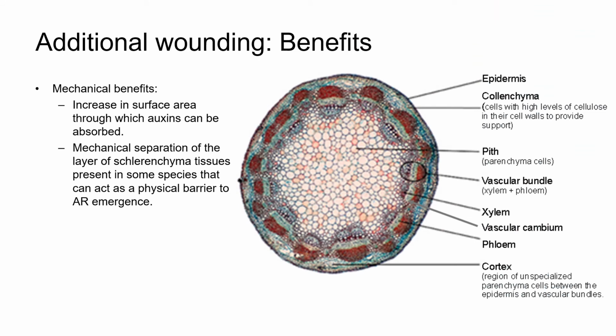So why do these wounding techniques work? Well, we really don't know exactly why, but it's believed that the wounding techniques increase the surface area through which exogenous auxins can be absorbed. There's also a mechanical separation of the layer of sclerenchyma tissues that are present in some species that can act as a physical barrier to the emergence of the adventitious roots through the epidermis.